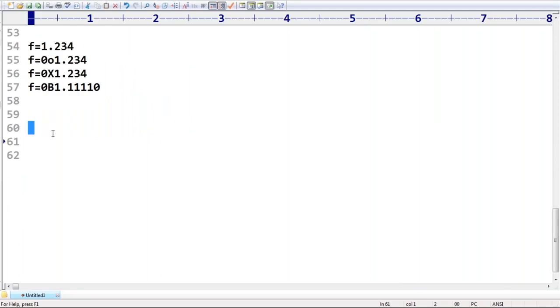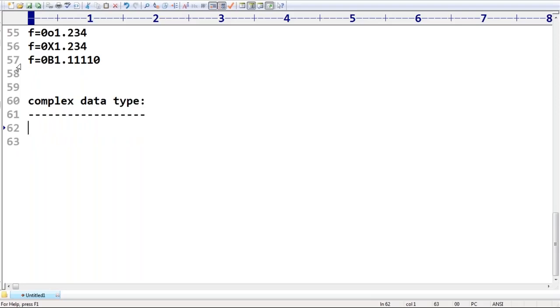Yes, clear up to this? Now, let me go for the complex data type. Take a bit of special care. In the C language, I don't think you learned this, and even in Java, this type of data is not there.